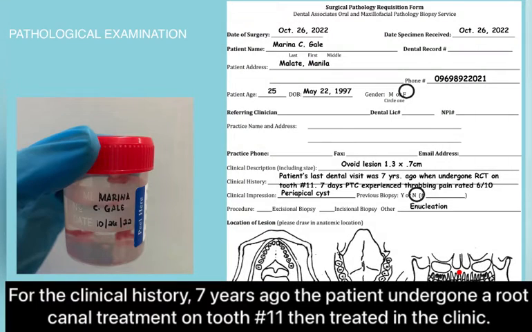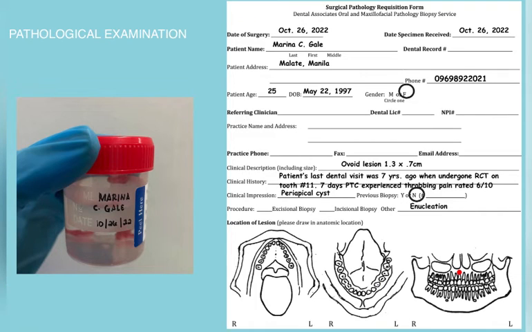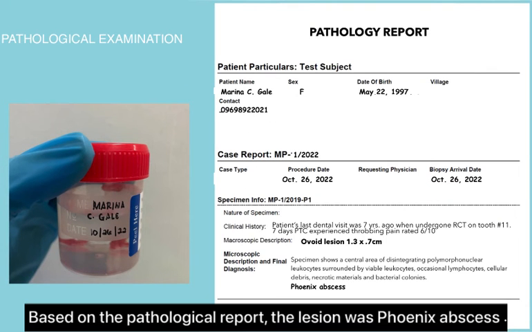For the clinical history, 7 years ago, the patient underwent a root canal treatment on tooth number 11, then treated in the clinic. Based on the pathological report, the lesion was a phoenix abscess.